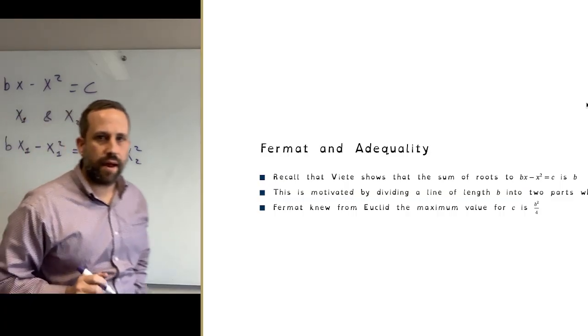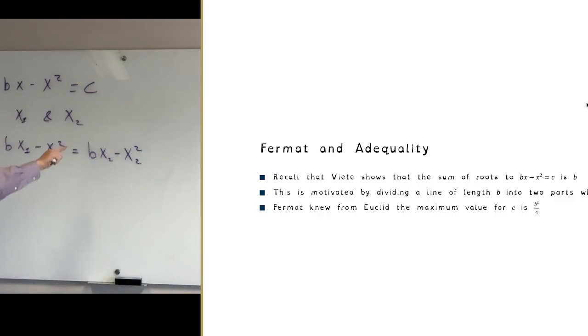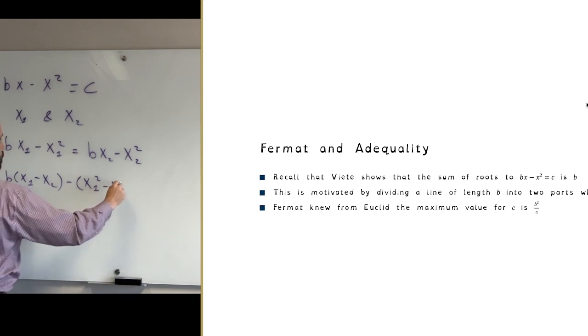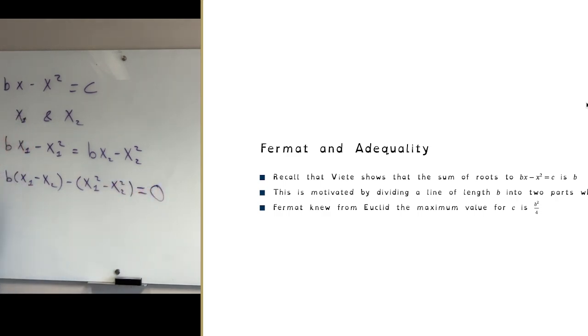Now, if we subtract this over here, what we're going to get is b times (x1 minus x2) minus (x1 squared minus x2 squared) is equal to 0.